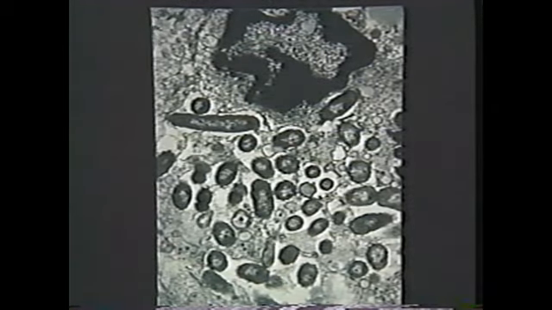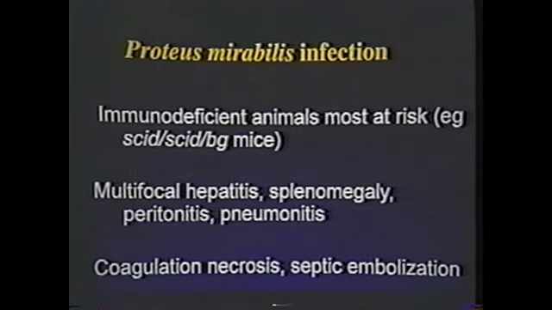And by electron microscopy, large numbers of bacilli were seen in association with the hepatic lesions. And on culture, we isolated pure cultures of Proteus mirabilis. So this is an example of acute Proteus mirabilis infection in immunocompromised animals.